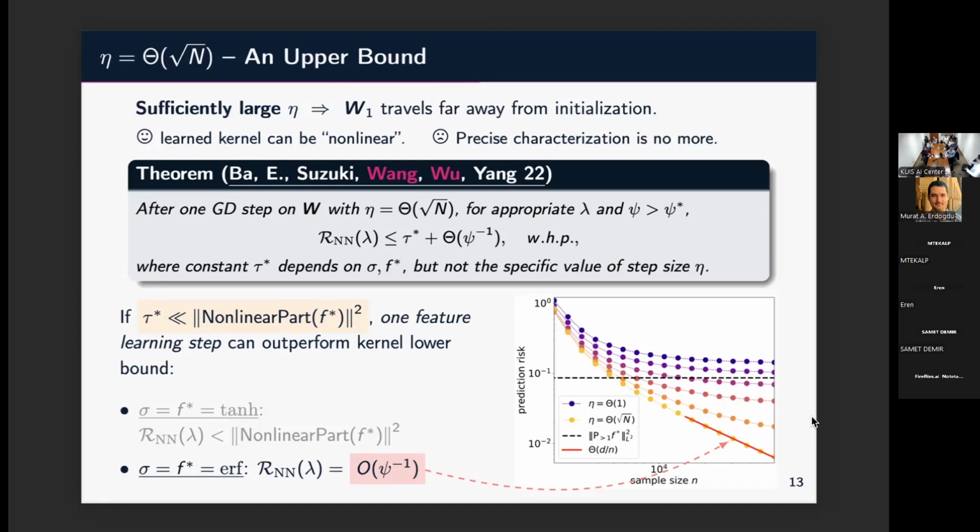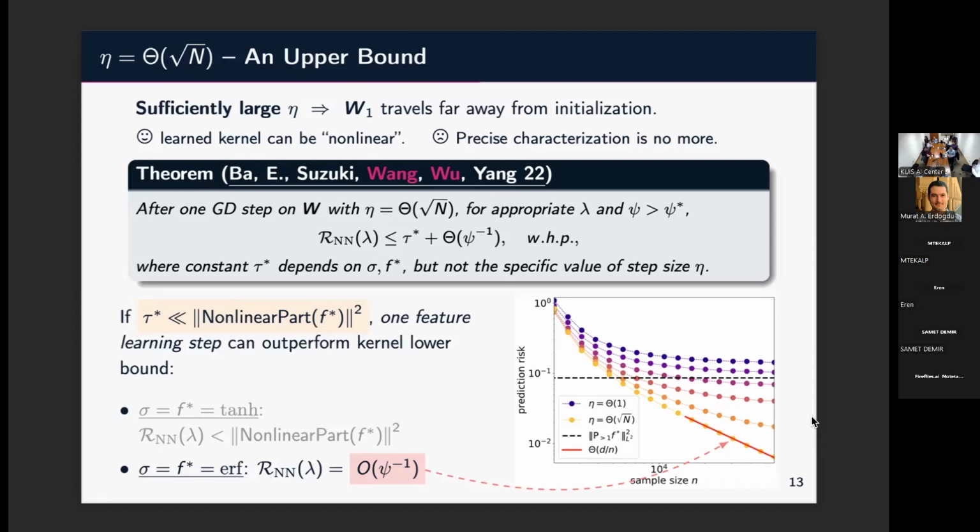Tau star, I didn't show you, but it is a function of the target and the activation function. So you need to compute it. There is a formula. You need to compute it for specific target and activation pairs. That computation is not hard, but the unsatisfactory part is it is specific to target and activation pairs, so you need it case by case. That is not satisfactory, but it still gives you learnability for these pairs. So I computed them for these examples, and this is what you get.